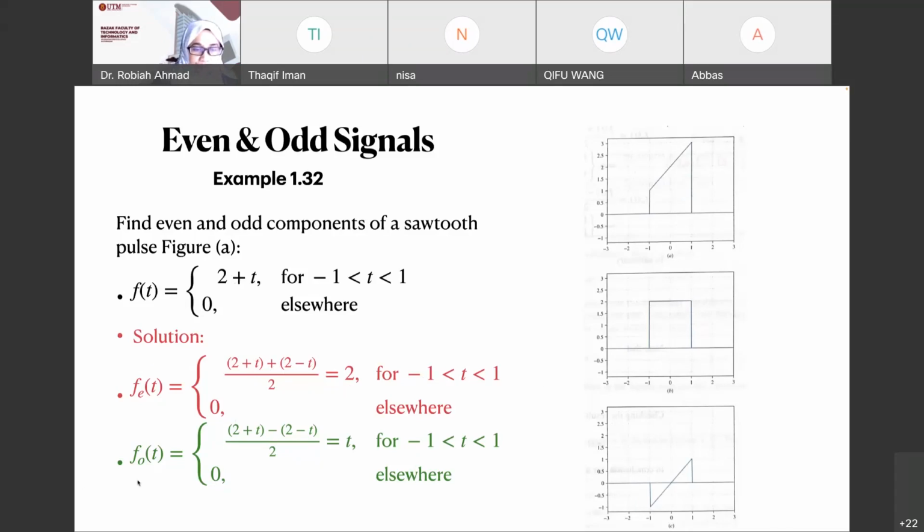So what happened to the odd? Odd is signal minus reversal divided by 2. So signal 2 plus t minus the reversal 2 minus t, and then 2 minus 2, 0, t plus t will be 2t divided by 2, which will be t. Okay, so for between -1 to 1, so this is the odd signal of the above.